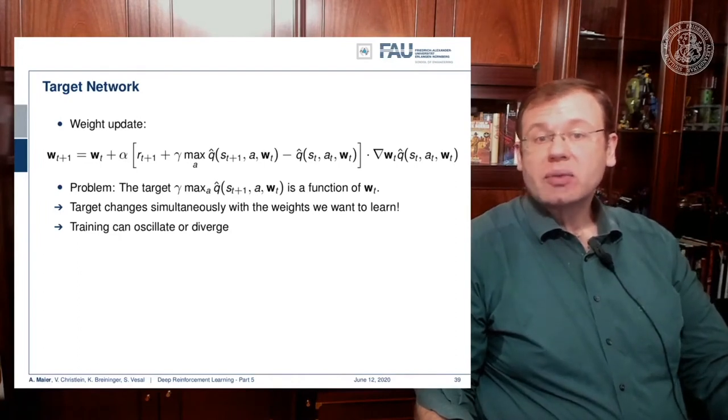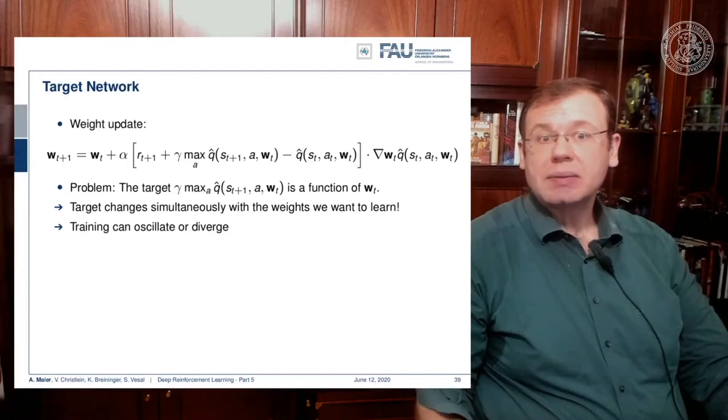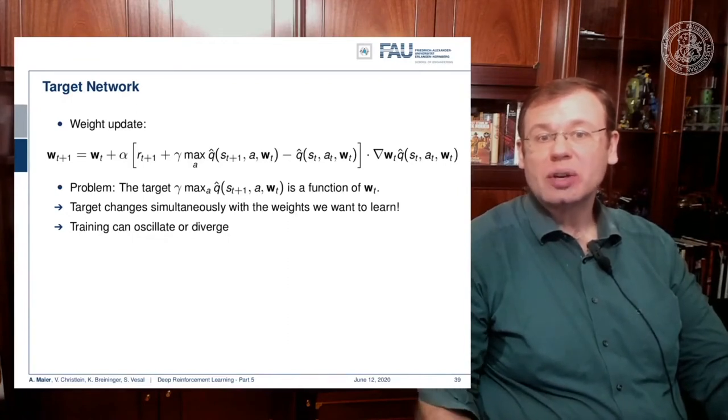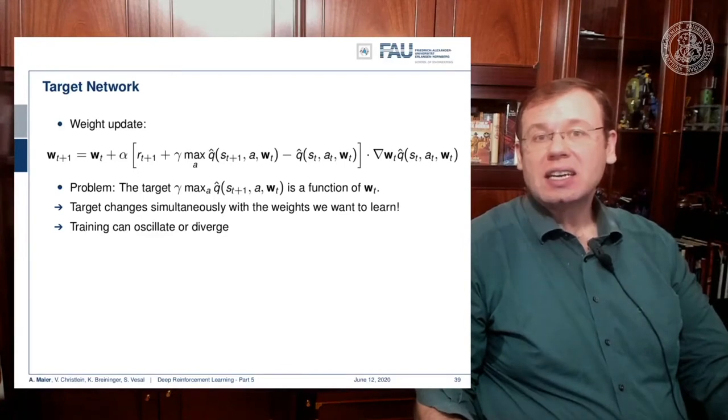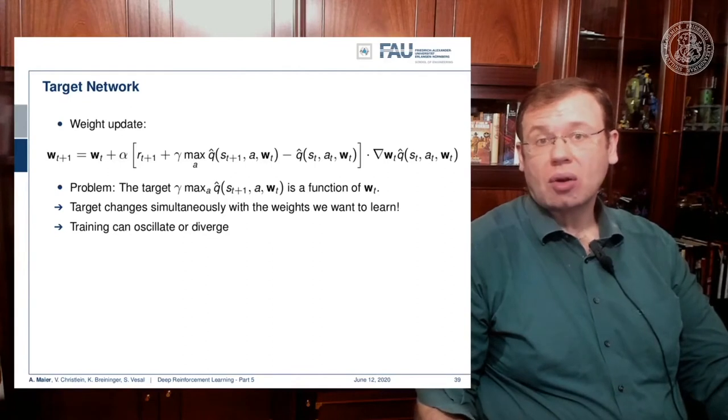Now, the problem is, of course, that this gamma and selection of the maximum Q function is a function of the weights again. So you somehow have a dependency of the maximization in there and the weights you're trying to update. So your target changes simultaneously with the weights that we want to learn. And this can actually lead to oscillations or divergence of your weights. So this is not very good.